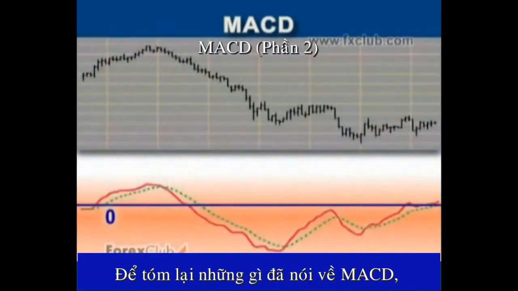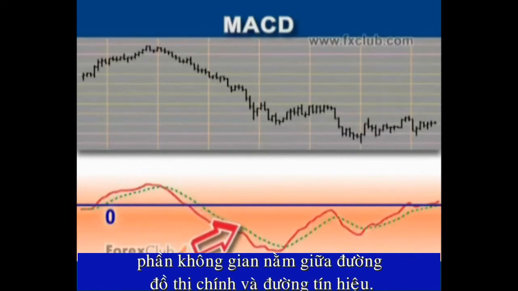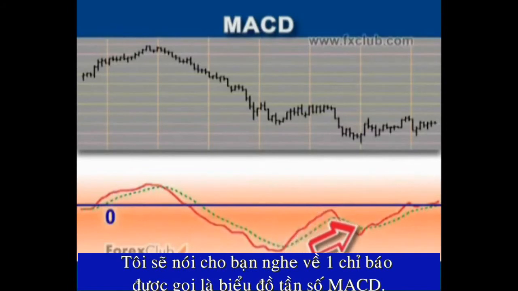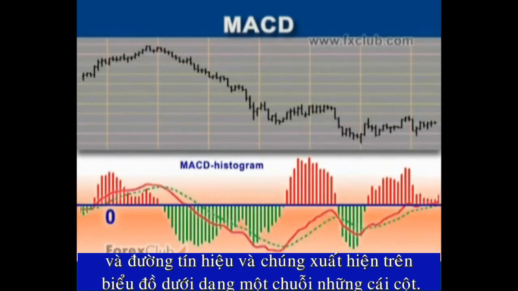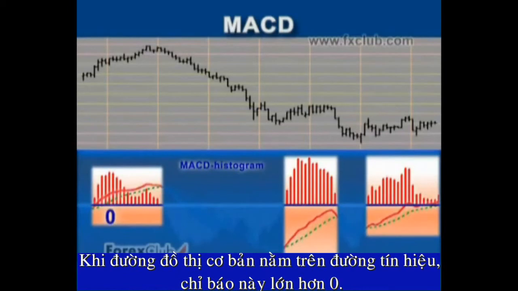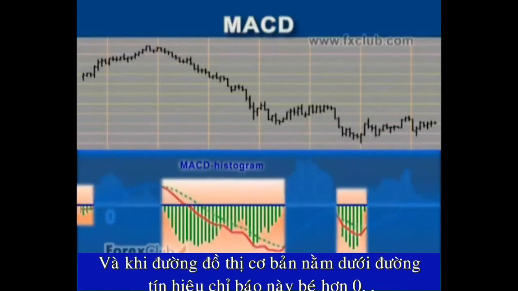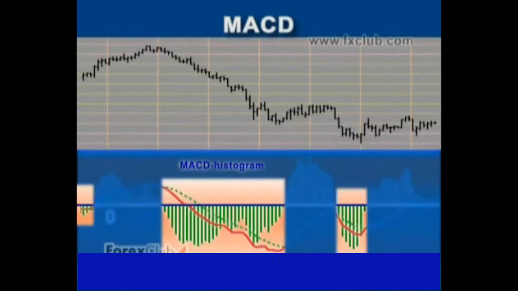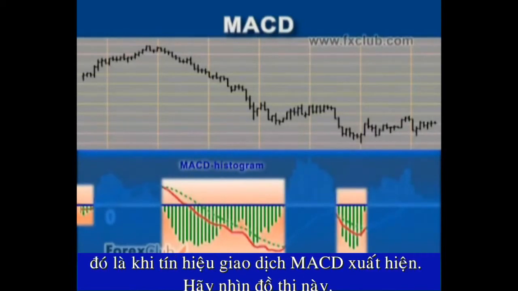To wrap up the MACD, especially for those who are too lazy to examine the space between the main and the signal lines, I'm going to tell you about an indicator known as the MACD histogram. It plots the difference between the main line and the signal line, and it appears on the chart as a series of columns. When the baseline is above the signal line, this indicator is greater than 0. And when the baseline is below the signal line, the indicator is less than 0. When MACD histogram crosses the 0 line, it's MACD's trading signal. Look at the chart.